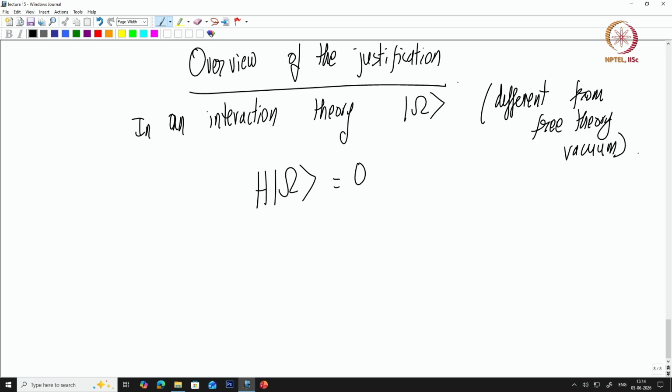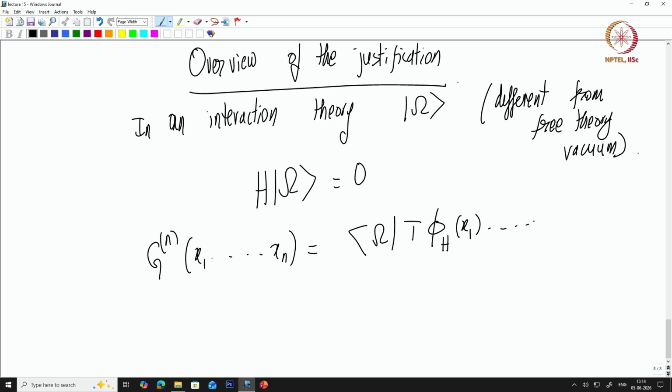In principle, any Green's function in an interacting theory would be defined as G of n. We have defined Green's functions of n dimension anyway. So G(x1 to xn) is equal to the time ordered product of phi_H(x1) ... phi_H(xn), where H is the Heisenberg picture, all evaluated in Omega, the interacting vacuum.